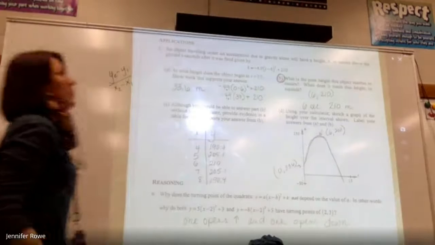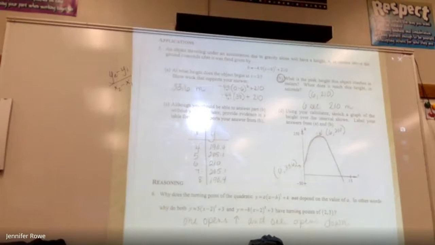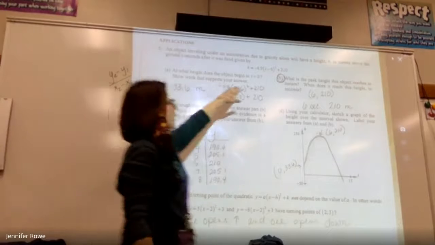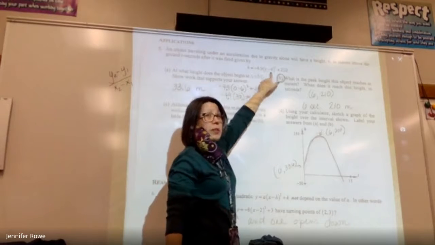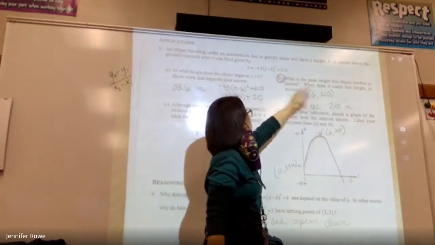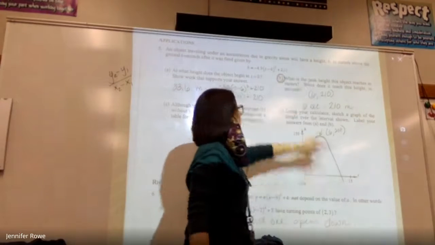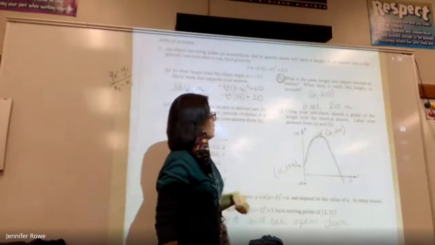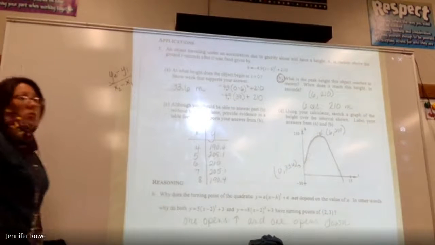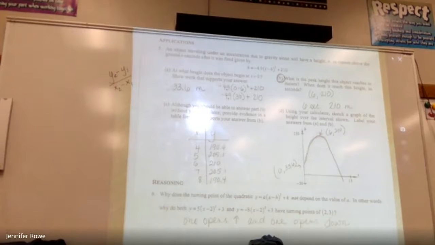What is the peak height this object reaches in meters? So basically they were asking you the turning point, which I can get right from here. Turning point, opposite, so it's 6. Height, 210. What does it mean? It means that in 6 seconds, it reaches a height of 210 meters. Although you should be able to answer part B without your calculator, provide evidence in table form that supports your answer. So there's my answers, and then a quick sketch. Label your answers from A and B.